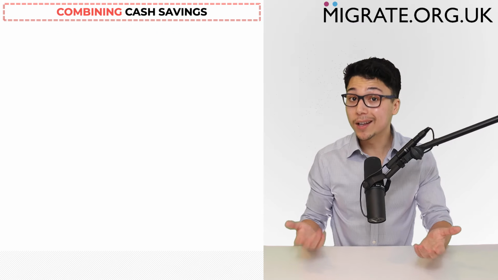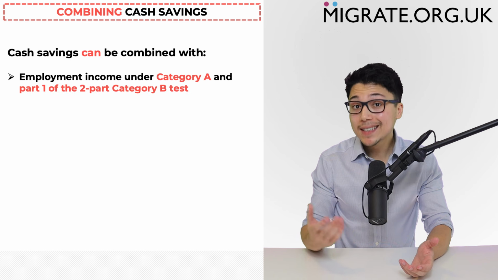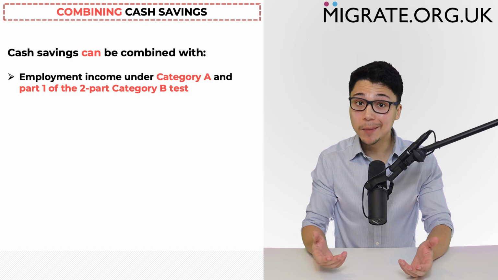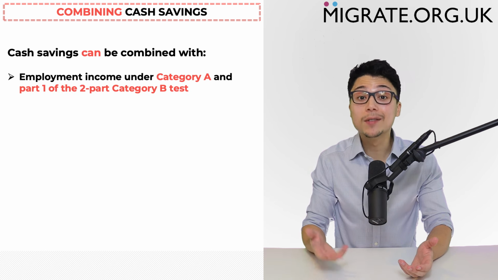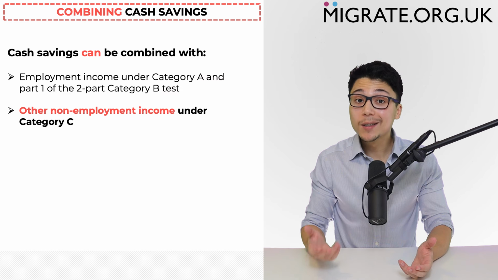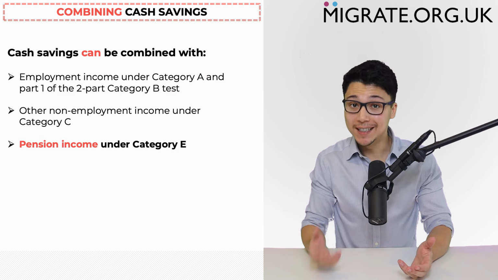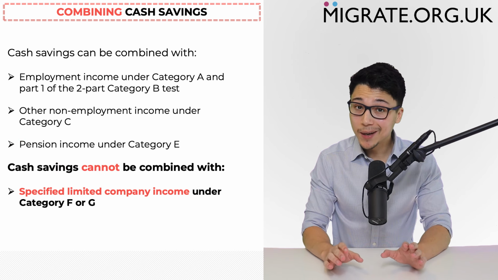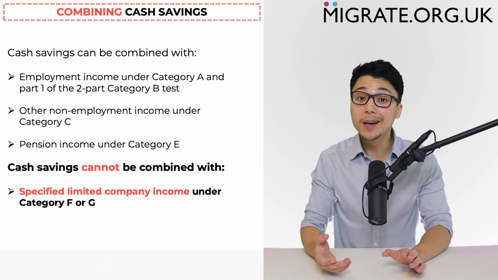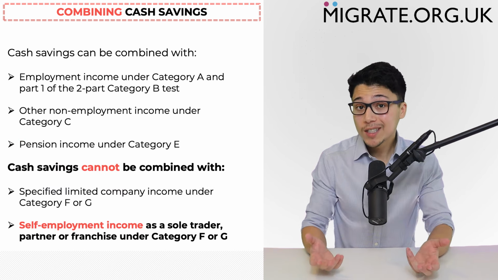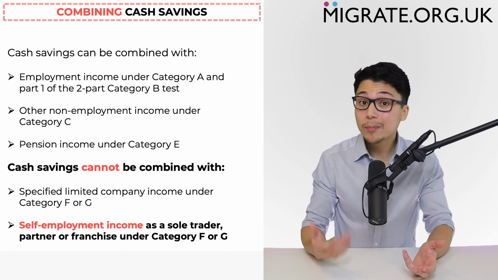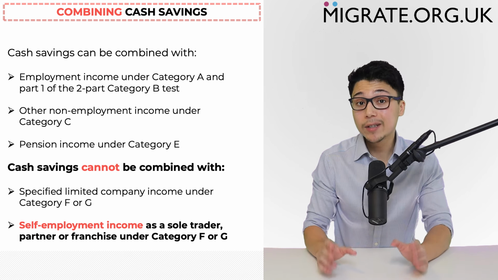Combining cash savings with other sources of income. Cash savings can be combined with employment income under Category A and Part 1 of the 2-part Category B test, and other non-employment income under Category C, and pension income under Category E. Cash savings cannot be combined with specified limited company income under Category F or G, or self-employment income as a sole trader, partner, or franchise under Category F or G.